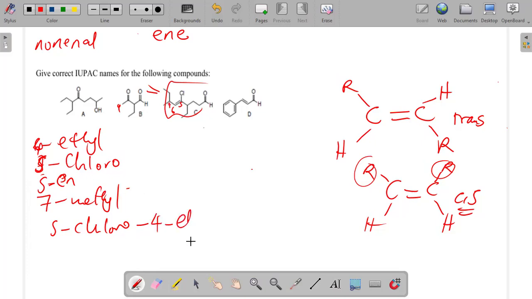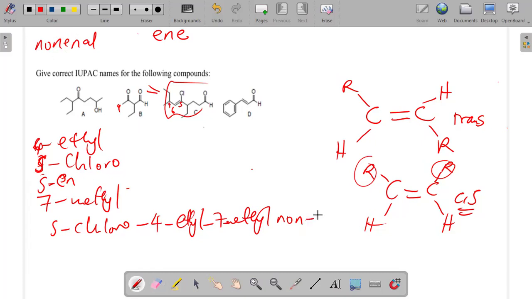Then at position number 7, we're having a methyl group, isn't it? Methyl group, okay? Then now we can bring the compound there, which is known, isn't it? So we can say this is known. So now I want to indicate where the En is. Remember the En here is a substituent in this case, isn't it? So it's at position number what?